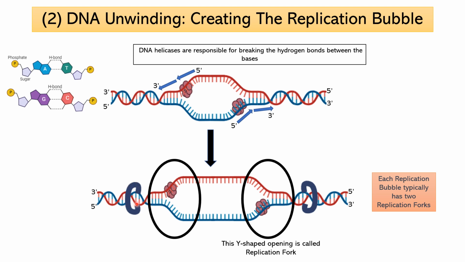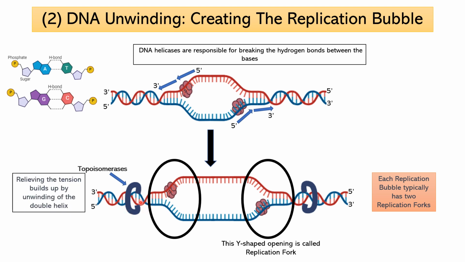Maybe you're asking, what are these structures that are added to this image? These structures are called topoisomerase, and they are proteins that are very important in DNA replication because they prevent the buildup of tension that occurs due to the unwinding of DNA. Because as you unwind the DNA, if topoisomerase is not there, maybe knotting will start forming within the DNA. So topoisomerase will relieve this tension and allow the DNA replication process to move smoothly.